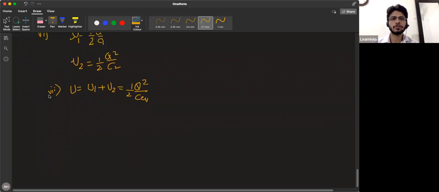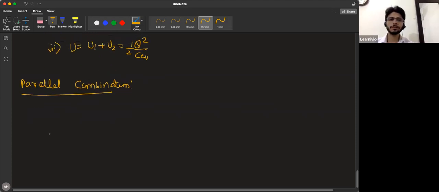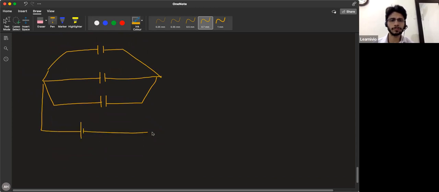The next is this is over, this is over. Now see parallel combination. Parallel combination of capacitors. Parallel combination means this combination, this geometry. These are capacitors and you need to connect them with a cell. Capacitances are C1, C2, C3, and the voltage of the cell is V.